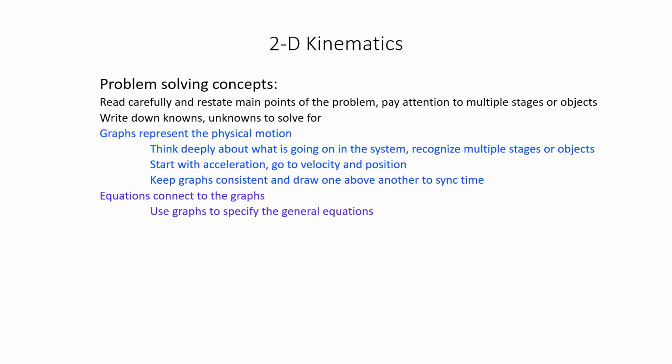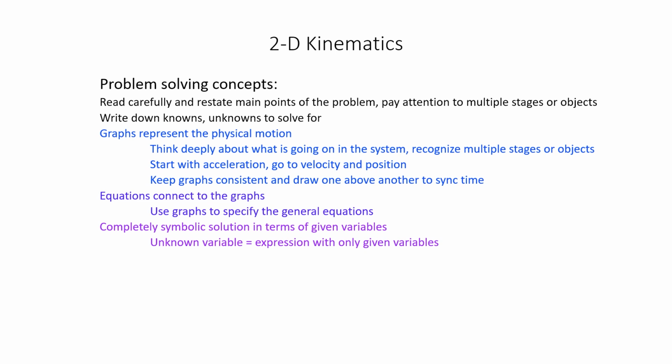Then I start with my general kinematic equations, and I use the graphs to specify the equations to my system. The next step is to do a symbolic solution in terms of given variables. This should take the form of my unknown variable equals an expression of only given variables. I want to watch for errors in algebra. It's a good thing to check units as you work. If algebra is a little bit challenging for you, you should practice symbolic solution even when you don't have to.